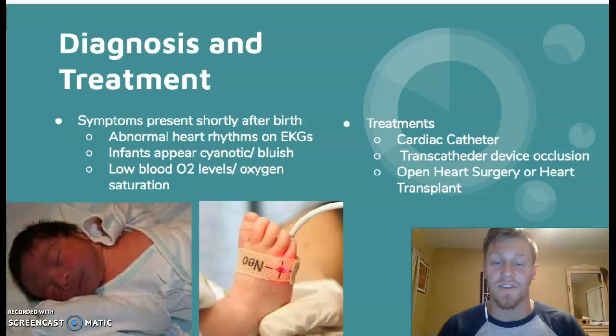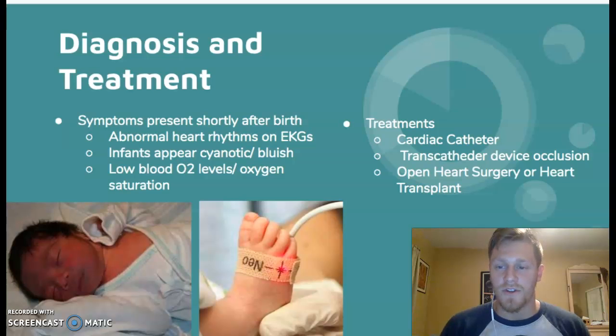Oxygen saturation levels can be monitored with this pulse ox here. It's a light that captures and records the oxygen saturation in the tissue. You can also do a capillary blood gas to monitor O2 levels and CO2 levels in these patients. Treatments can include a cardiac catheter, which basically just helps widen the vessels affected, and a transcatheter device occlusion can fix holes in the heart.